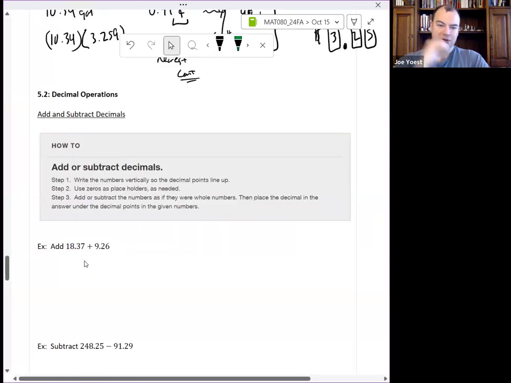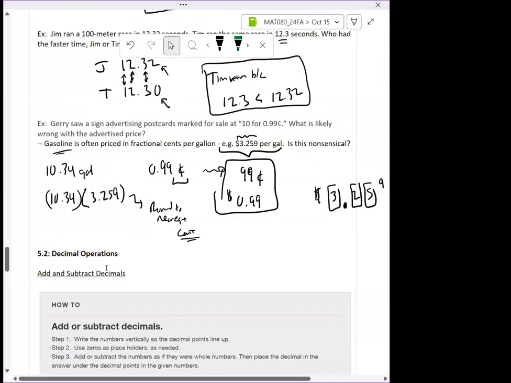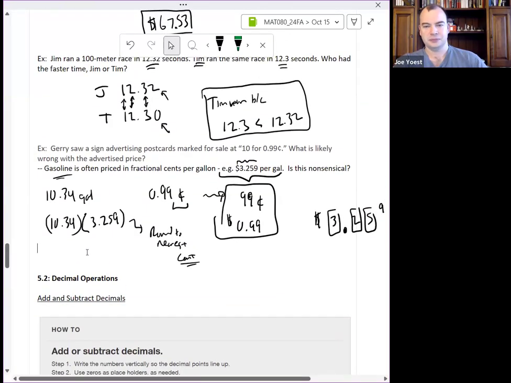Okay, so jumping into 5.2, we're going to get a start on 5.2. We won't get as far as I wanted, but we should get through adding and subtracting decimals, or at least adding. Professor, could you scroll up back a little bit? Sorry. Yeah, sure. Thanks.